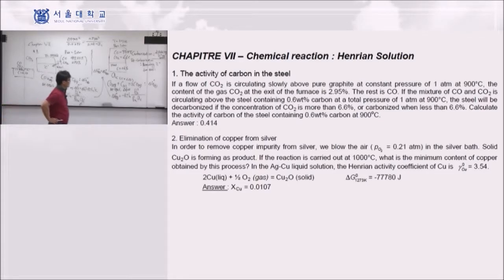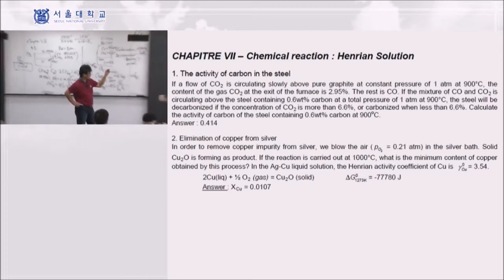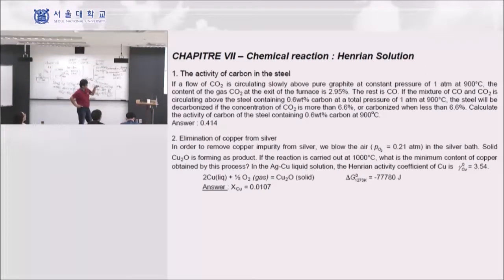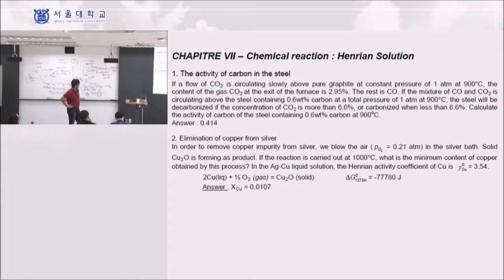So now, we have silver, and inside the silver we have the impurity copper, Cu, and we are blowing air into the silver bath, which is liquid silver, to remove this Cu as Cu2O solid phase. And if the reaction is carried out at 1000 degrees Celsius, what would be the minimum content of copper obtained in this process?